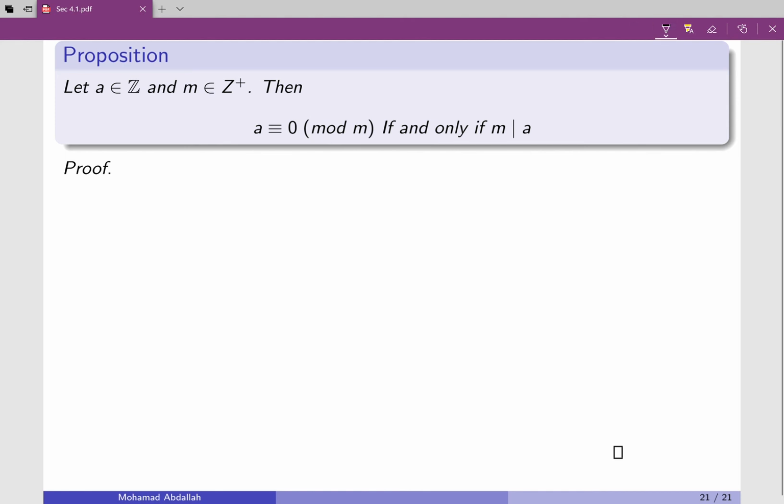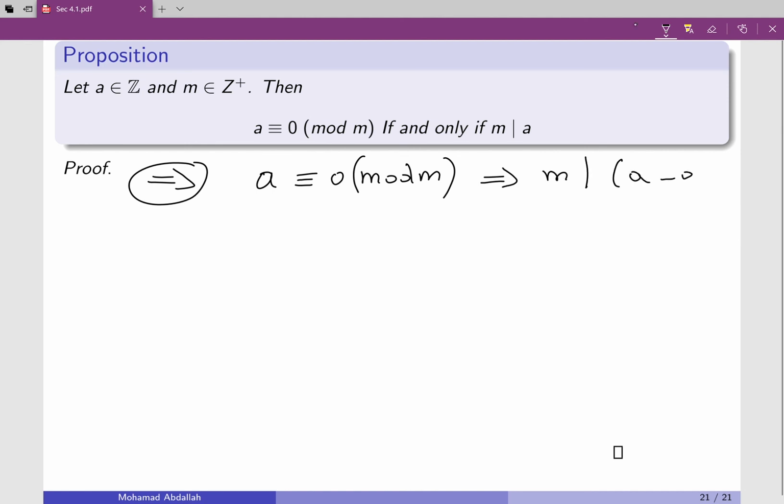The proof is actually simple. Let's look at this. A is congruent to 0 mod M. You can use any of the definitions that you wish for this. That means that M divides A minus 0. That's the basic definition, or the first definition we have for the congruence, which means M divides A. Done.